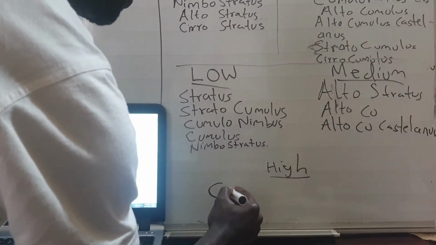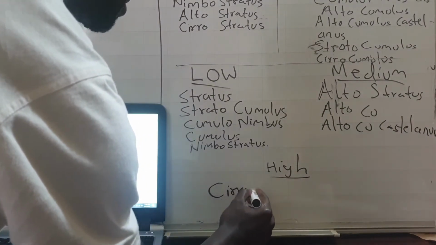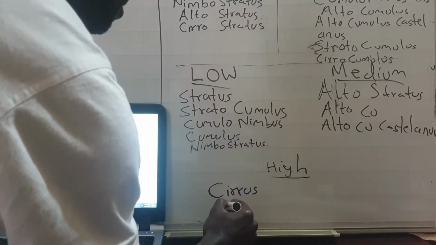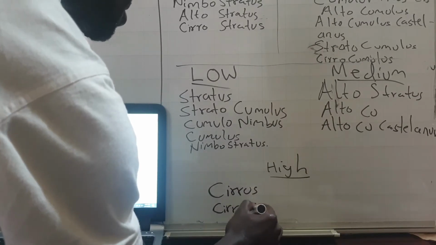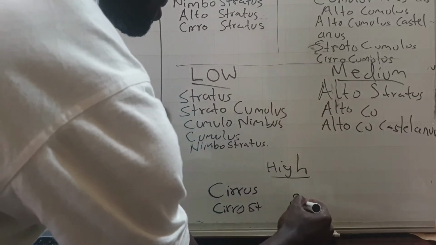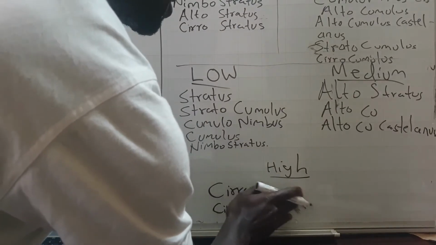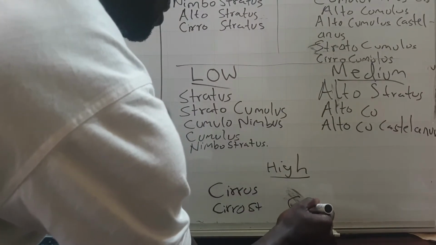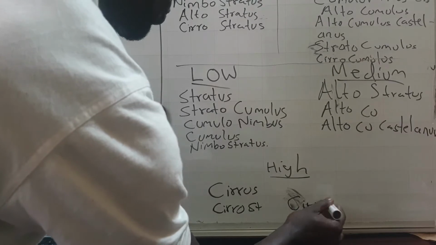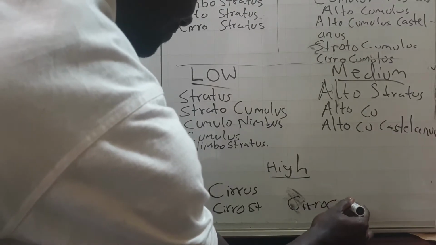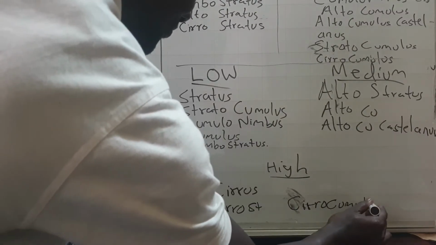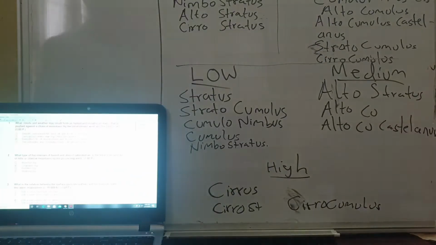On the high clouds, they are prefixed by the word cirro. The first one is cirrus, then cirrostratus, then cirrocumulus. So that's it about clouds.